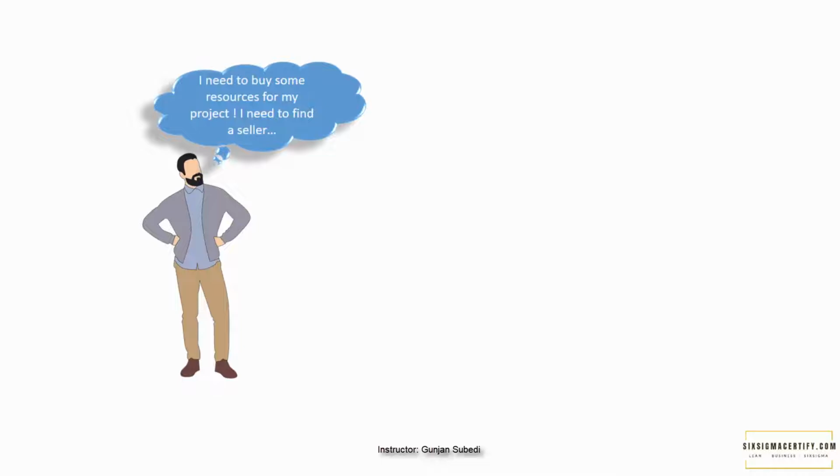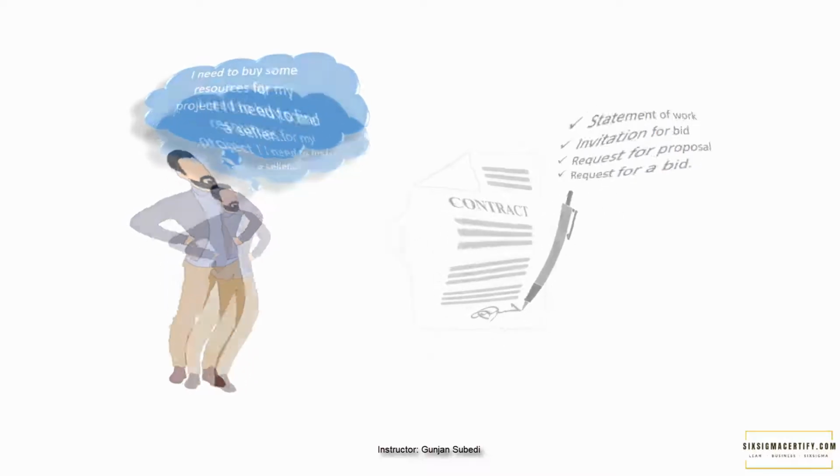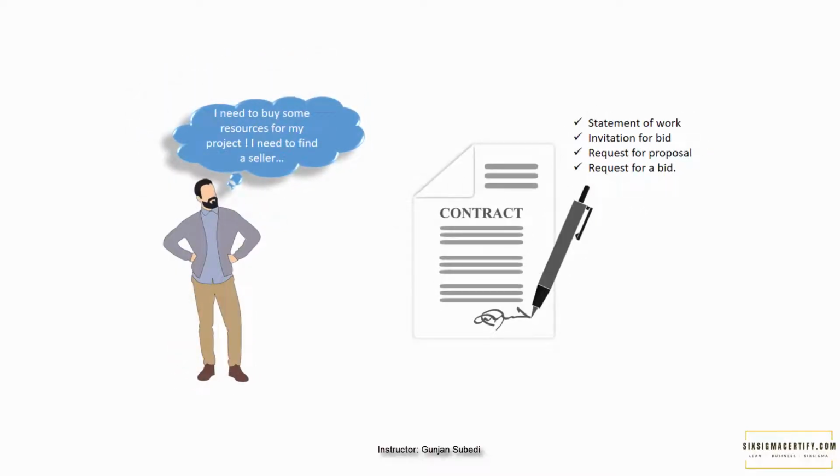For running the project, obviously, you need some resources, right? So you are a buyer. You need the resources to run the project. So you need a statement of work and other contract related documents. This could be a purchase statement of work, invitation for bid, and a request for proposal or request for bid.